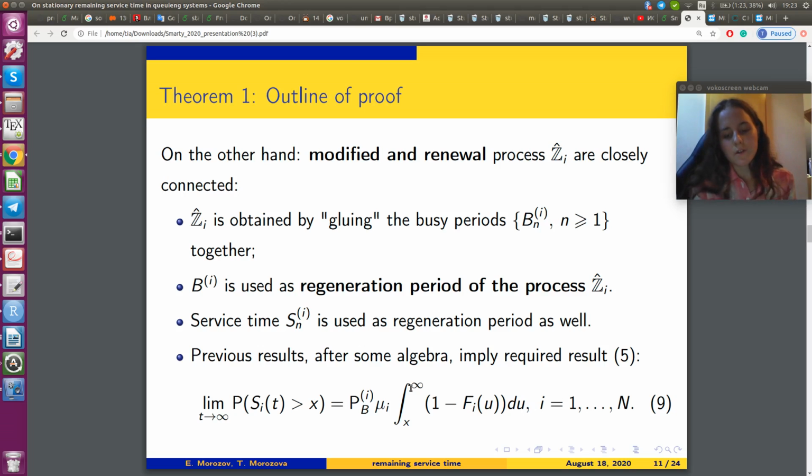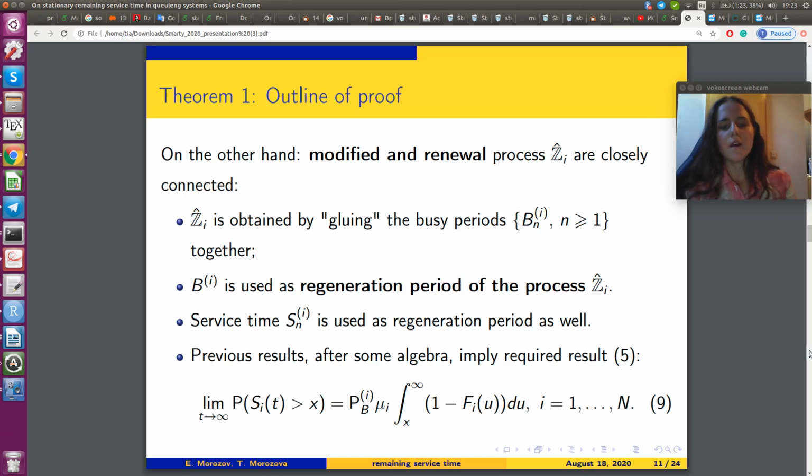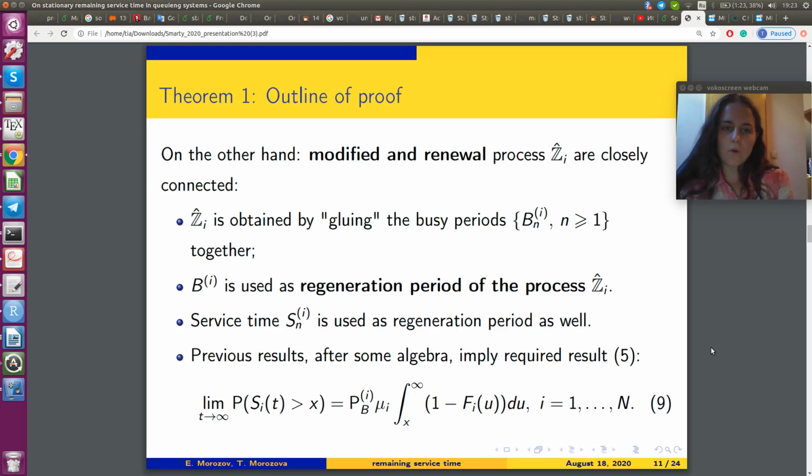And also, if we take all our previous results and some calculations, we can obtain the expression for the limit that we needed to find for our remaining service time, and you can see it, it's Formula 9. The not-so-easy thing here is this busy probability, which is unknown so far, so we're going to find it.